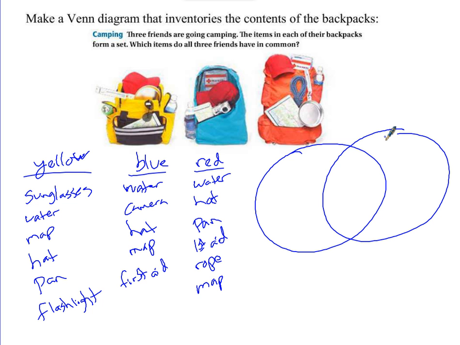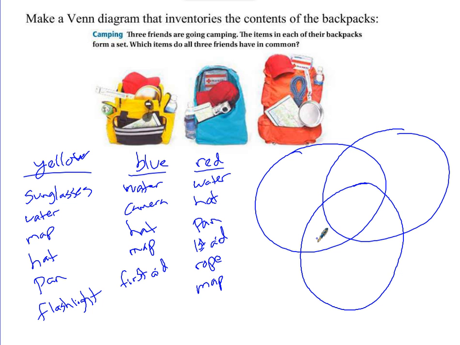But I have 3 backpacks. So I have to draw a third circle in such a way that I can have shared stuff between just this one and the third circle, just this one and the third circle, but then shared stuff between all 3. So that's why my circle has to look like this. It's an awesome circle. But it does have stuff that's by itself.